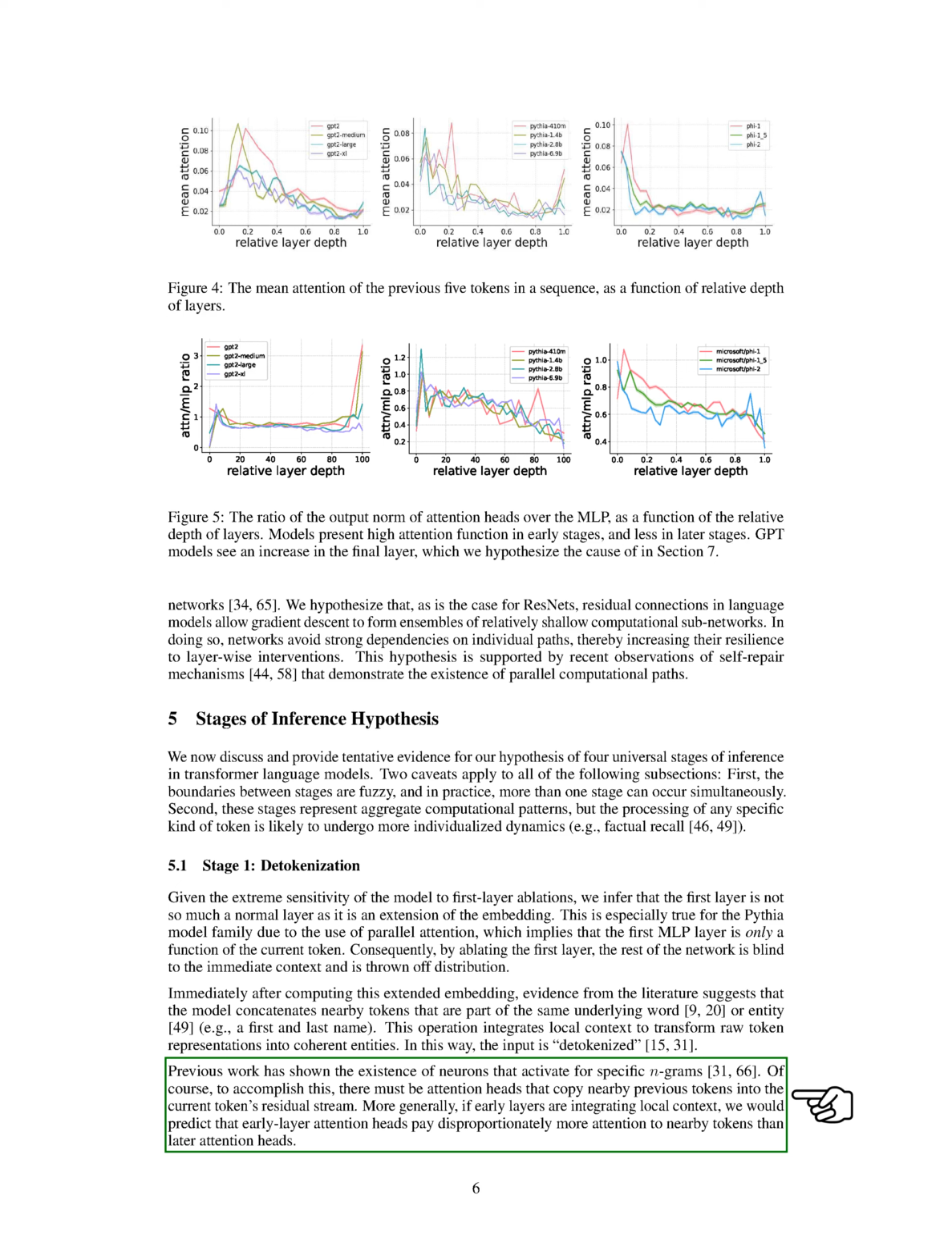Neurons have been identified to activate for specific sequences of tokens, requiring attention heads to copy nearby previous tokens into the current token's residual stream. Early layer attention heads tend to focus more on nearby tokens than later attention heads, as shown by attention distribution analysis.